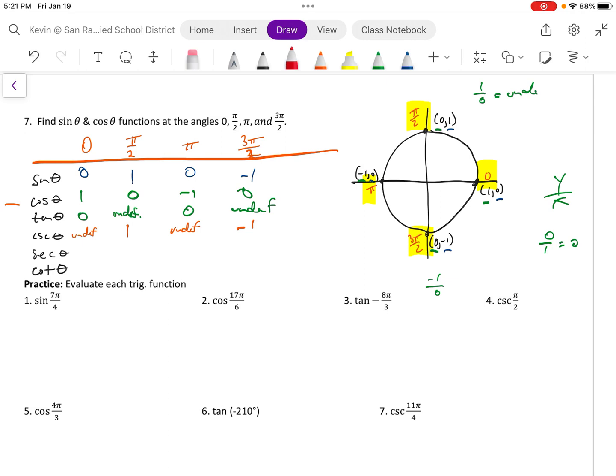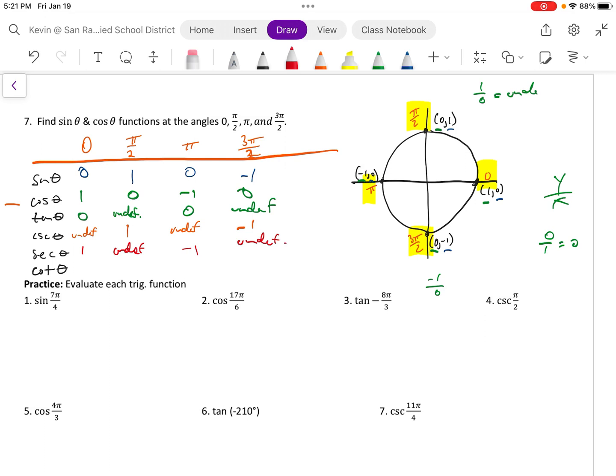Secant, that's the reciprocal of cosine. I'll do that in red. So the reciprocal of 1 is 1. At pi over 2, cosine of pi over 2 is 0, so the reciprocal of that would be 1 over 0, which is undefined. And then at pi it would be -1, and then this would be undefined.